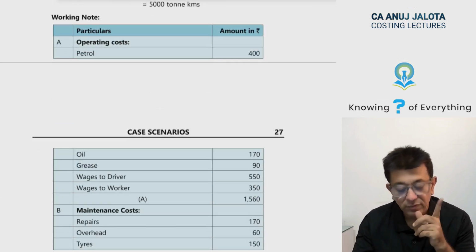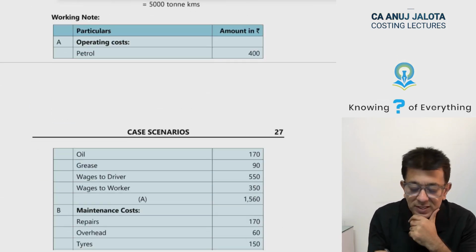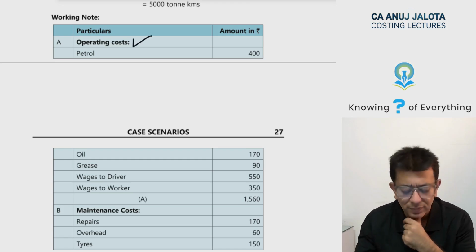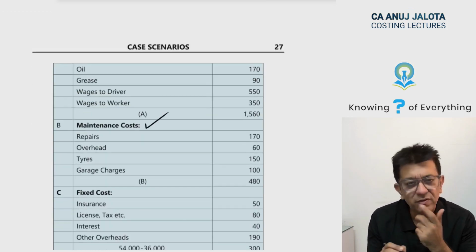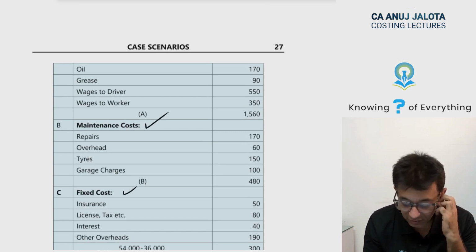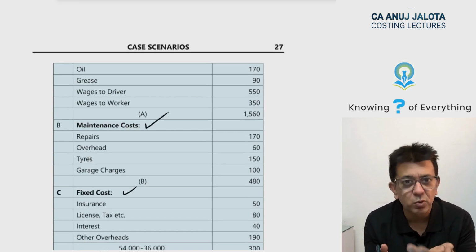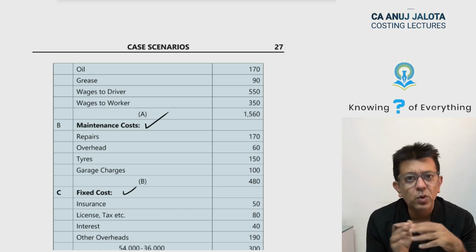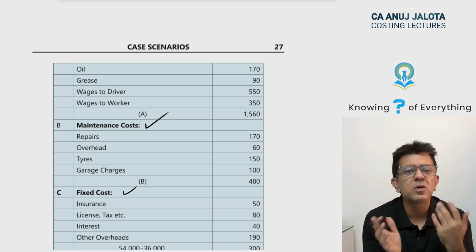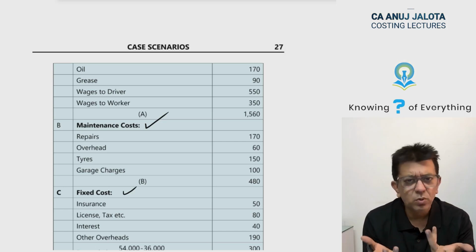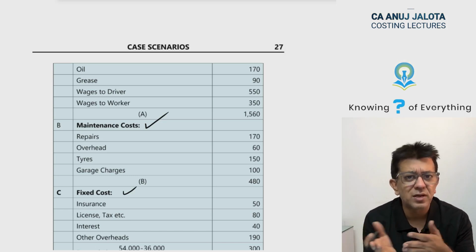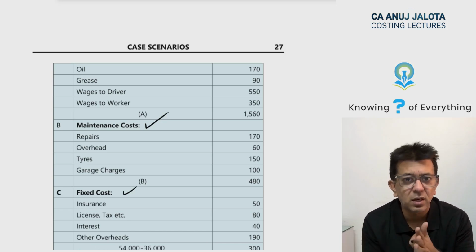Acha, one small thing on the presentation: they have bifurcated the operating cost, that means the variable cost, then the semi-variable, that is the maintenance cost, and the fixed cost. It is not needed as such, especially for questions like this, where you are awarded marks only based on the MCQs and nothing else. So you don't require a presentation. In any case, you just have to tick the correct answer in your MCQ sheet.